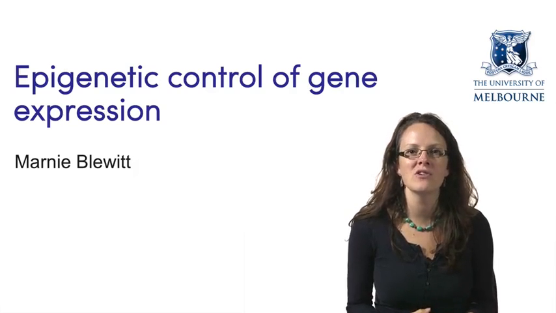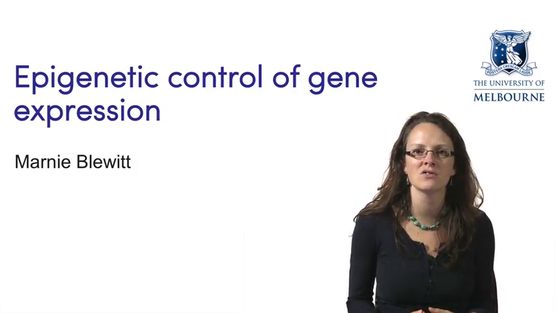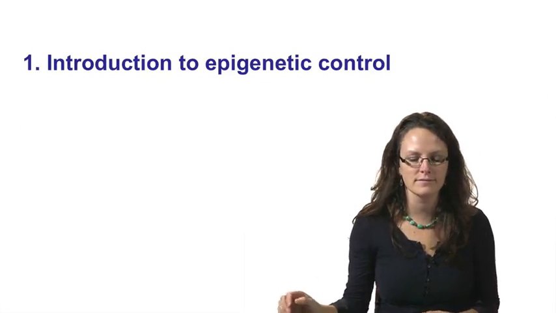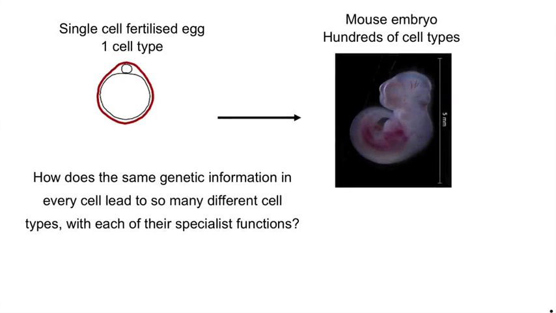So let's start with a general introduction and think about what we're talking about when we say epigenetic control. For decades, it's really puzzled biologists how you can have the single genome, which is contained in the single cell fertilized egg, give rise to the hundreds of different cell types that are found in an embryo or even an adult. So you have the same book of instructions, the same genetic code, and yet so many functional outcomes, or so many phenotypes, for the cells.